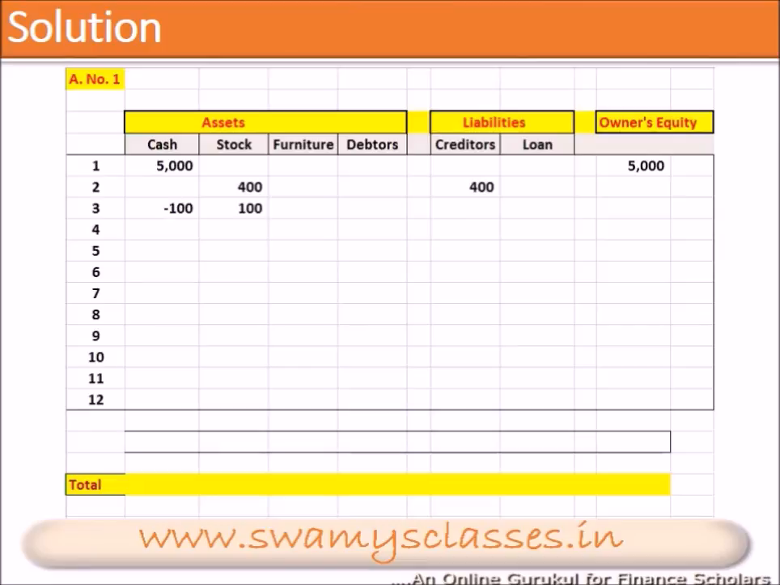So coming to the third one, purchased goods for cash. So obviously your assets will go up in the name of stock, but because you are paying cash, your assets will go down in the name of cash. Again, both increase and decrease happening in the asset side itself. So your accounting equation matches.